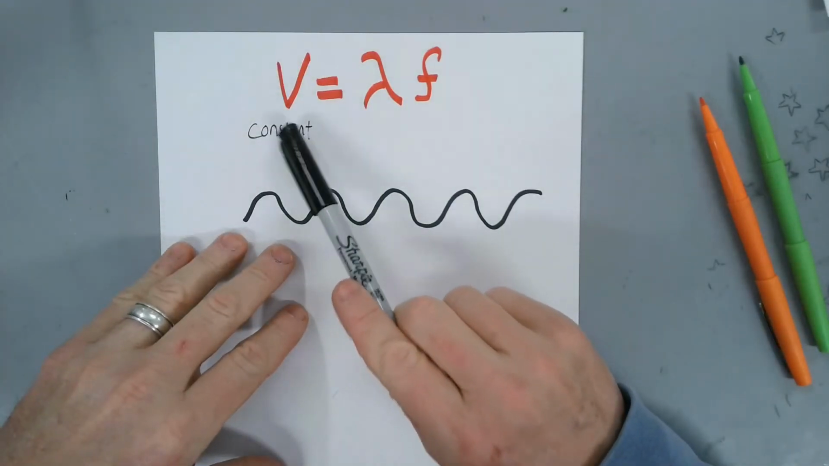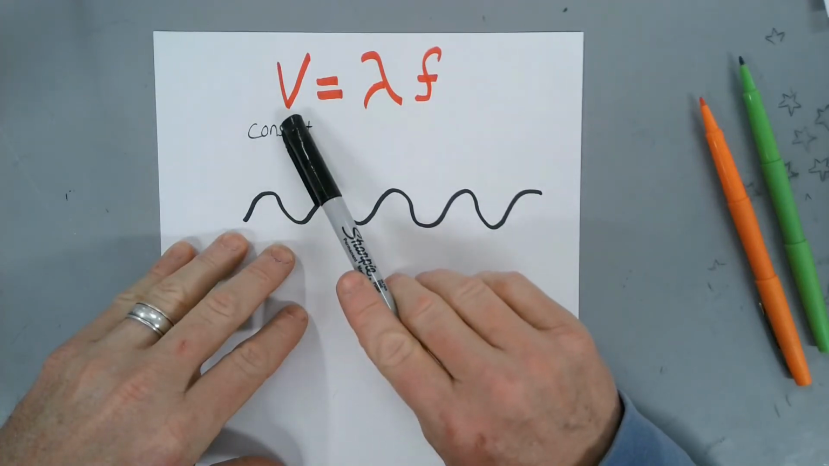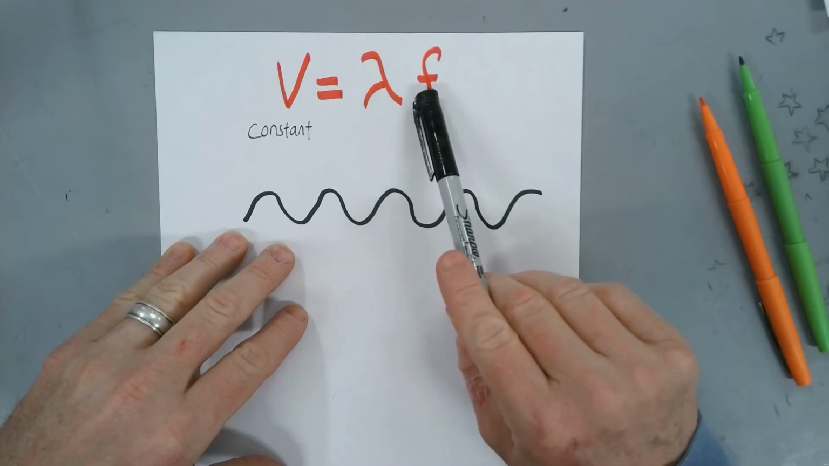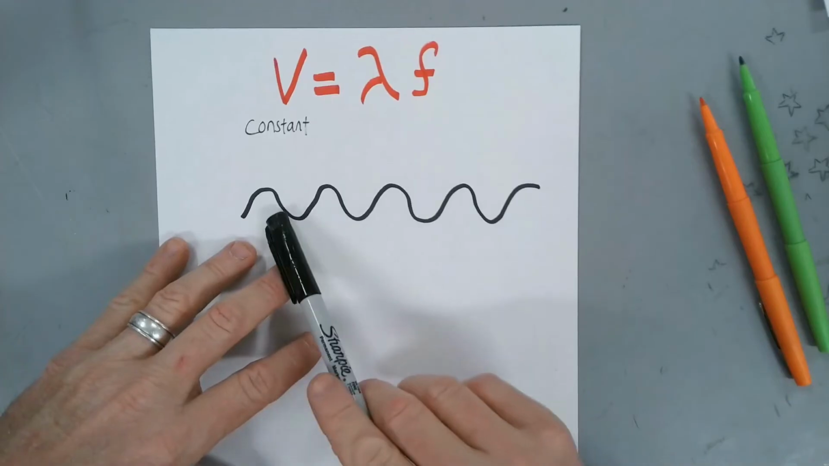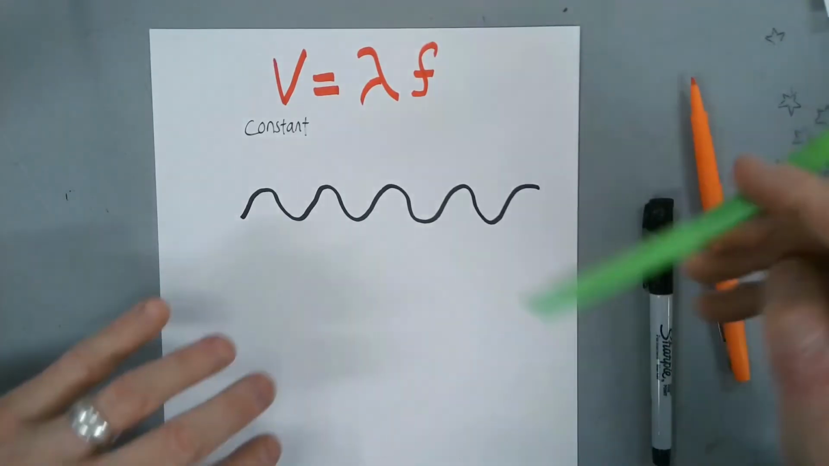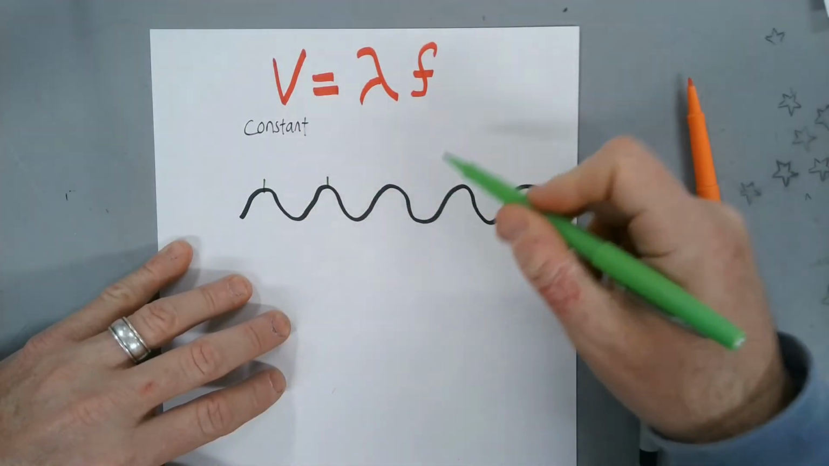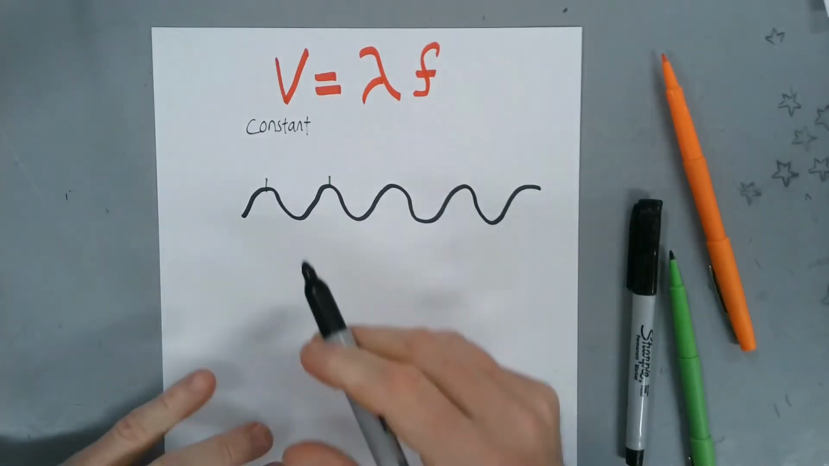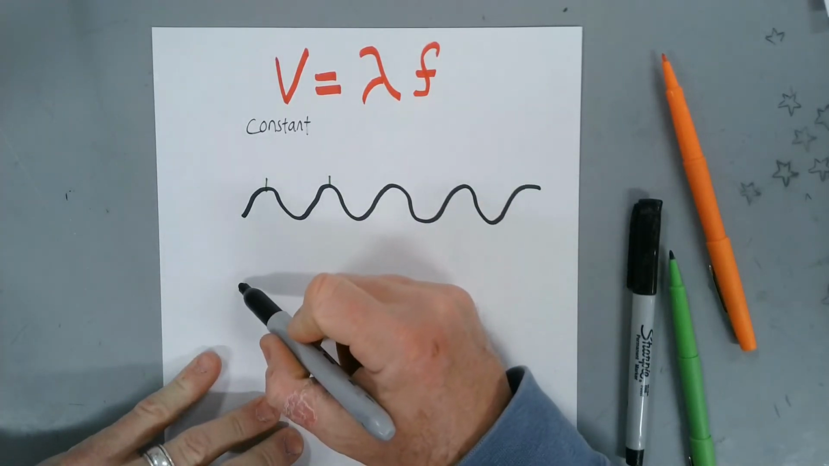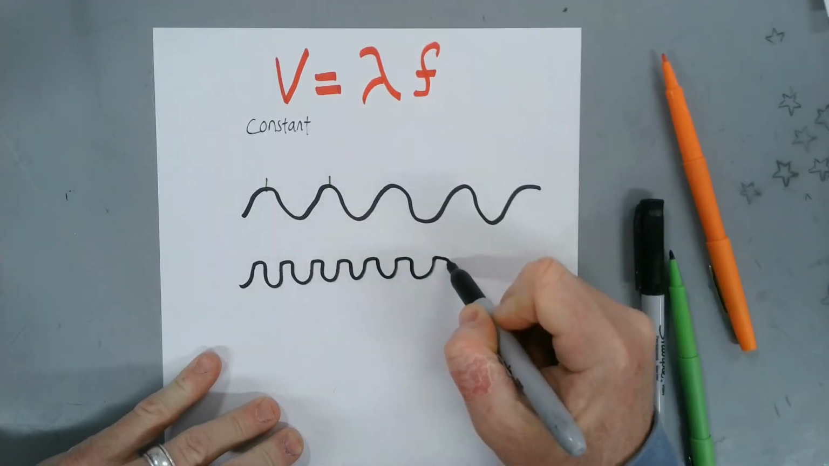So let's examine this. We know that the velocity is constant for whatever medium it is traveling in, and that the velocity is the product of the wavelength and the frequency. So let's say this is a typical run-of-the-mill wave, and it has a certain wavelength, distance from here to here, and it has a certain number of waves that are coming by over a given period of time. Now let's change one of these variables. Let me say I want to draw a wave with a more frequent or higher frequency.